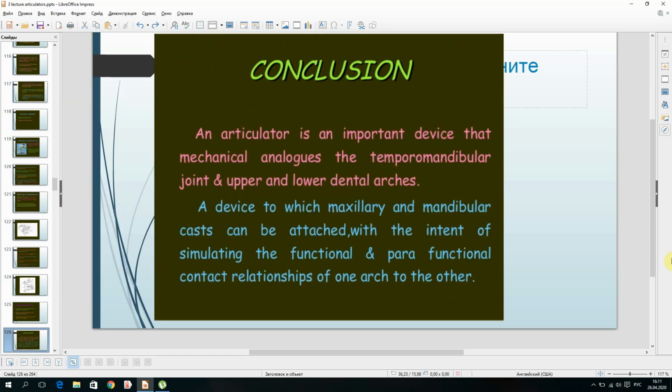Conclusion. An articulator is an important device that mechanically analogs the temporomandibular joint and the upper and lower dental arches. It is a device to which maxillary and mandibular casts can be attached with the intent of simulating the functional and parafunctional contact relationships of one arch to the other.